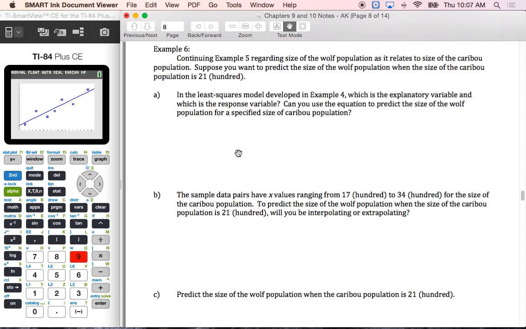So for example 6, we're following what we did in example 5. So in the least squares model developed in example 5, which is the explanatory variable and which is the response variable? So x is your explanatory variable, and that was the size of the caribou.